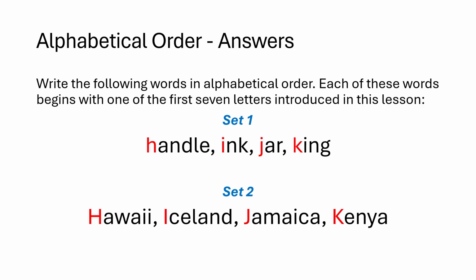Check your answers. These words are in alphabetical order by looking at the initial letters. Handle begins with H. Ink begins with I. Jar begins with J. King begins with K. H, I, J, K. Hawaii begins with H. Iceland begins with I. Jamaica begins with J, Kenya begins with K. H, I, J, K.